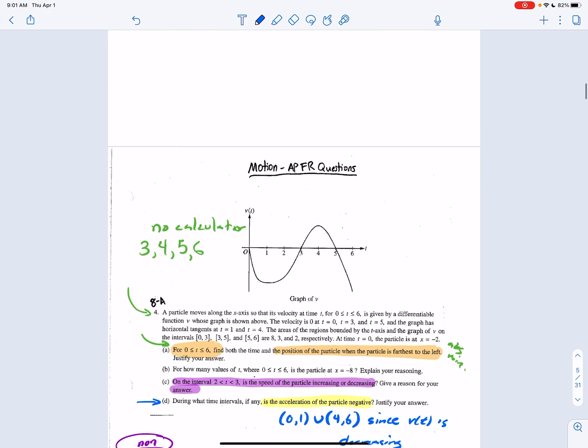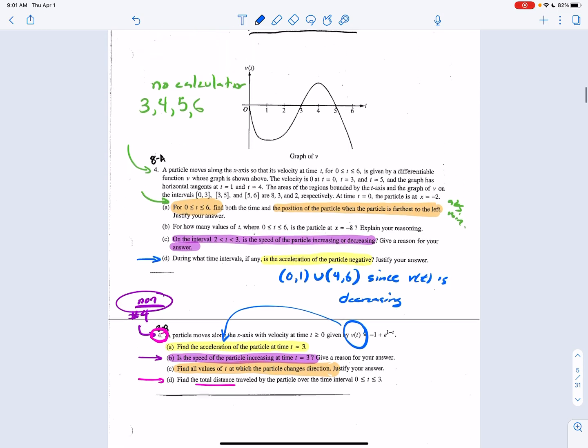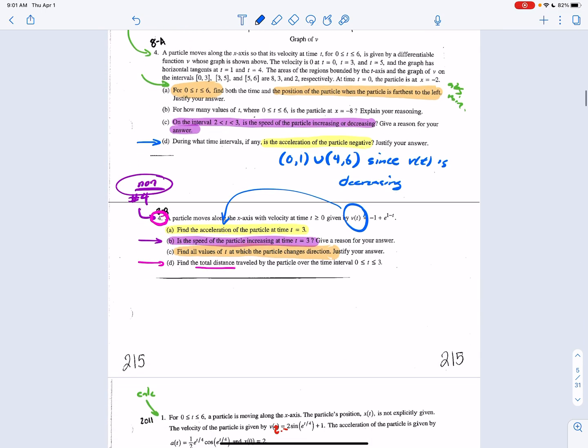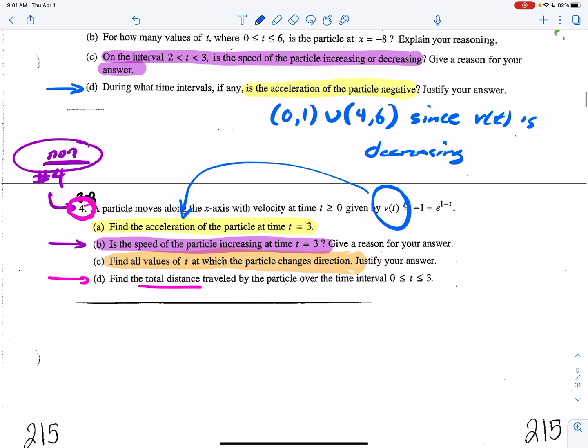So here we go. I'm going to start off with, I'll get to 2008, but I'll start off with 2004 here. Sorry, 2003. I covered it up. 2003. And just a reminder that this is a non-calculator question because it's number 4.